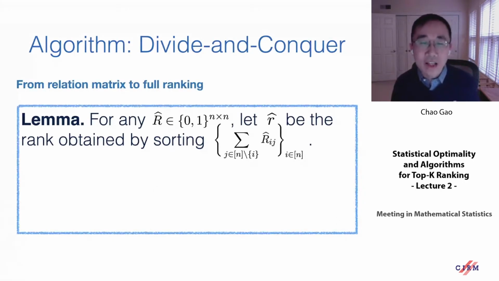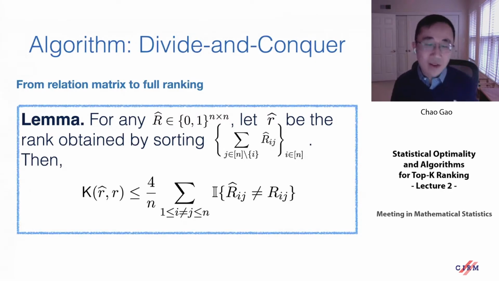According to the lemma, if we have any binary matrix as our relation matrix, we can construct a rank vector by simply computing the sum of the relation matrix at each row. For player i, you just compute the row sum of the matrix R hat, and this serves as the score of player i. Then you obtain the overall rank of the n players by sorting the n row sums. In this way you obtain a rank estimator whose error given by Kendall's tau is bounded by the Hamming distance of the relation matrix estimation error up to a factor of 4. So according to this inequality, as long as you can estimate the relation matrix, you can turn the estimator into a rank estimator.